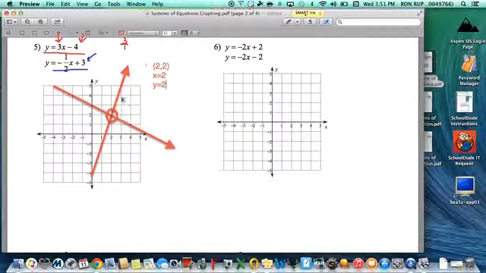So where these two lines cross, that is the solution to the system of equations. You could plug 2 in for x here and 2 in for y here, and it would make this equation true and this equation true. So let's do the exact same thing over here on this one.